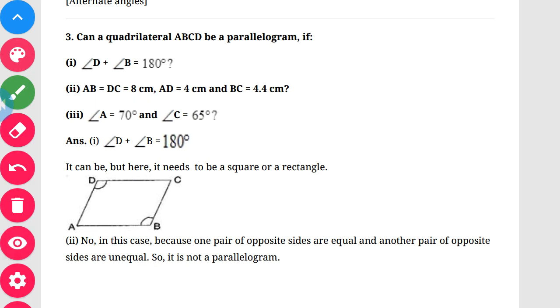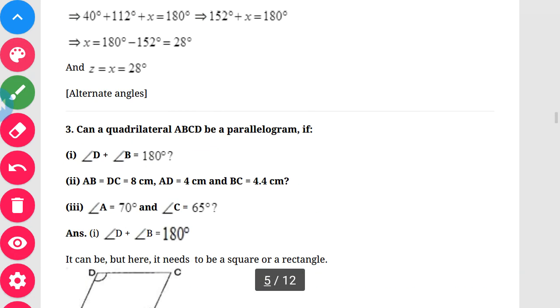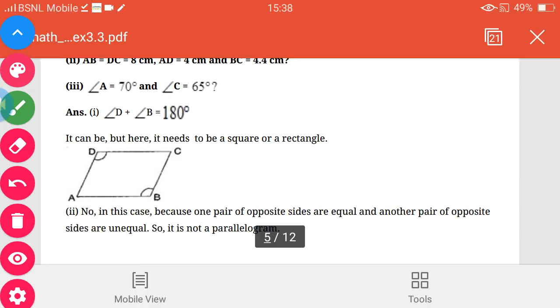So we'll go with the third one here. Angle is equal to 70 and angle is equal to C. Okay, let us just give a try here.